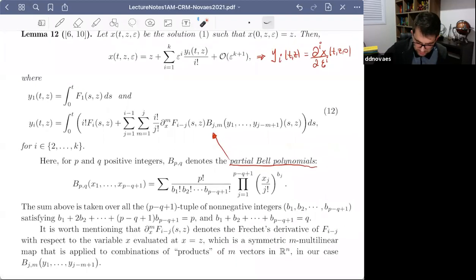Okay, so these are the Bell partial polynomials. I'm not going to explain the Bell polynomials here, but it's a simple expression. And here we have another note about the higher order derivatives of this function, which has to be seen as a multilinear map applied to a product of vectors.